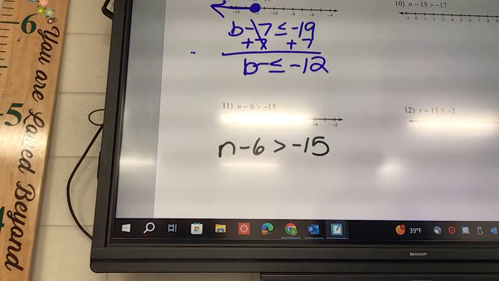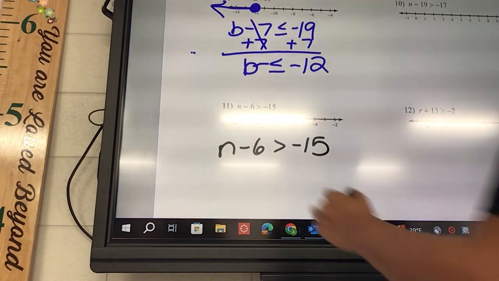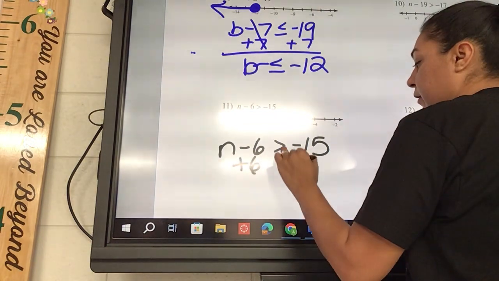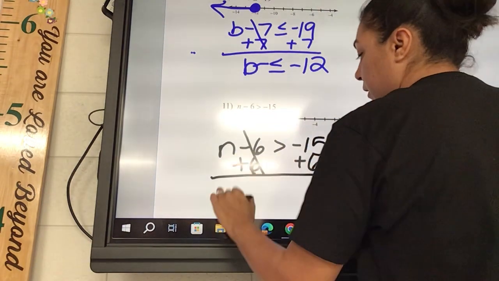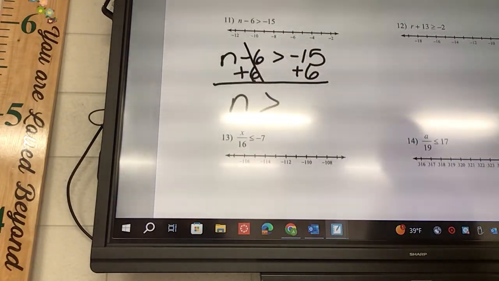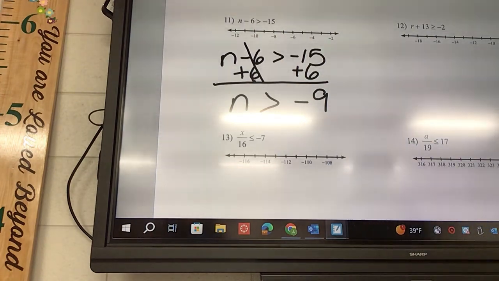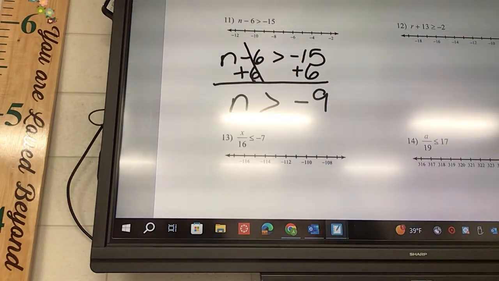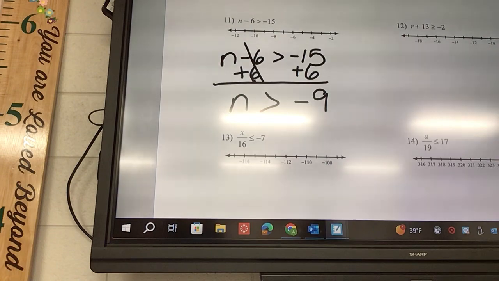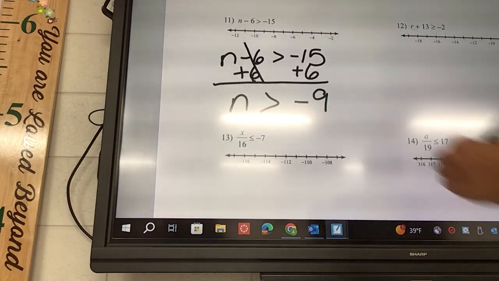Okay, number 11. What needs moved? The 6. How do I move a minus 6? Plus 6 on both sides. Okay, what is negative 15 plus 6? Negative 9. Okay, should that be open or closed? Open. On the negative 9 should be an open dot.